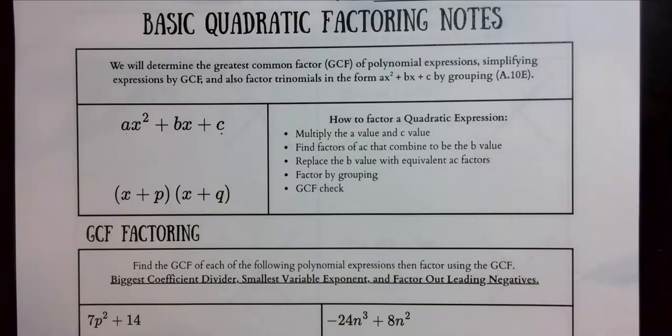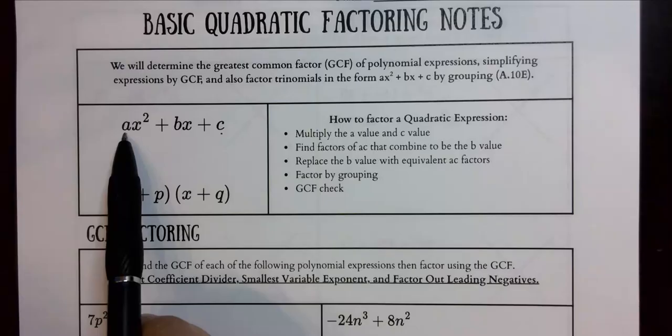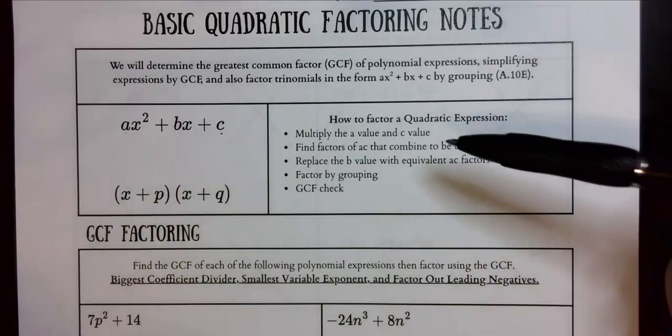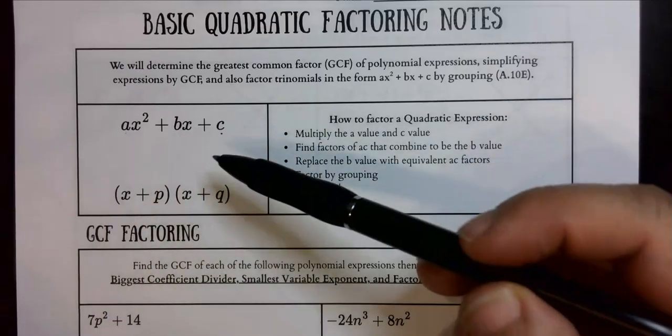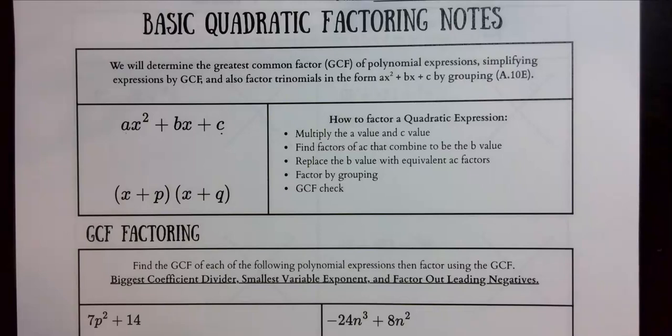So I'm going to remind you that we were using factoring by grouping, and in order to do that we need 4 terms. This one only has 3. 1, 2, 3. So I'm going to show you how to take something that has 3, turn it into 4, so we can then factor by grouping to factor our quadratic expression.